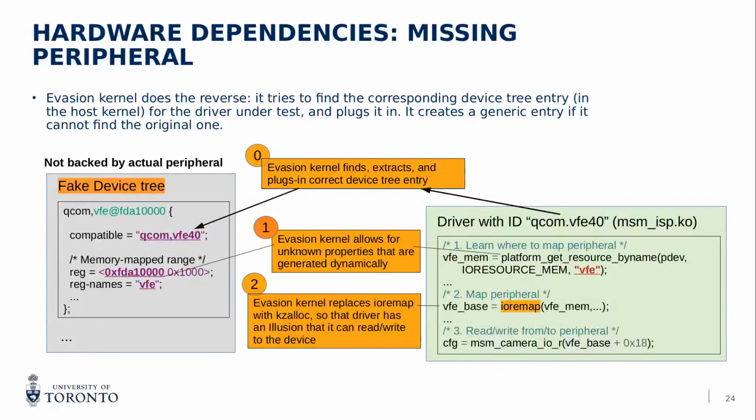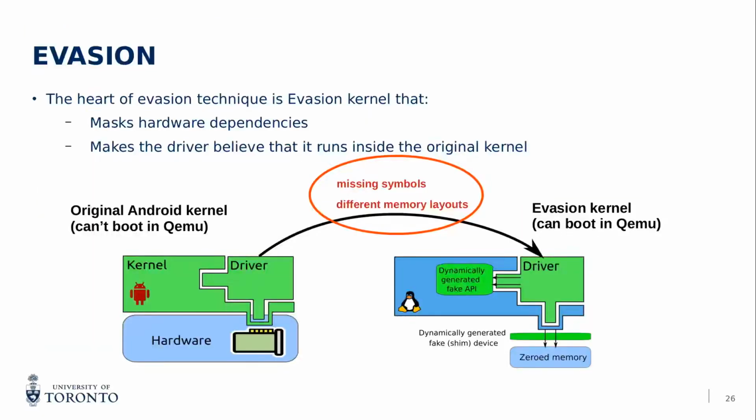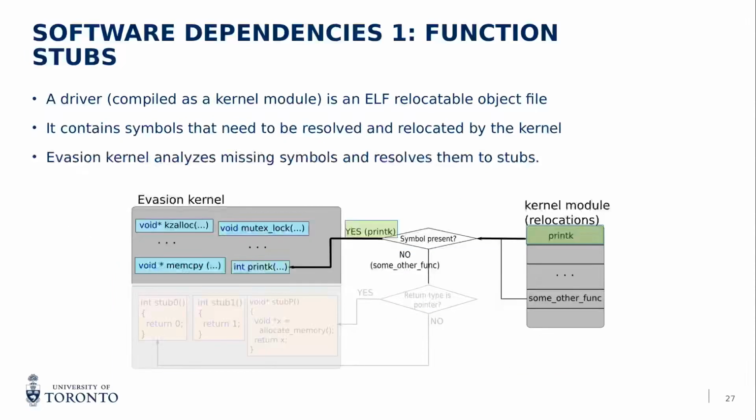Next is step 2, where during normal operation the driver would map the real device's physical memory location. We redirect this mapping to zeroed page. In this way, at step 3, the driver has an illusion that it can read and write to the missing peripheral without a crash. Let's now move to missing software dependencies. The reason for software dependencies is that drivers come from various Android kernels that add new functions that evasion kernel doesn't implement. There are two types of software dependencies: missing symbols and unknown driver memory layout.